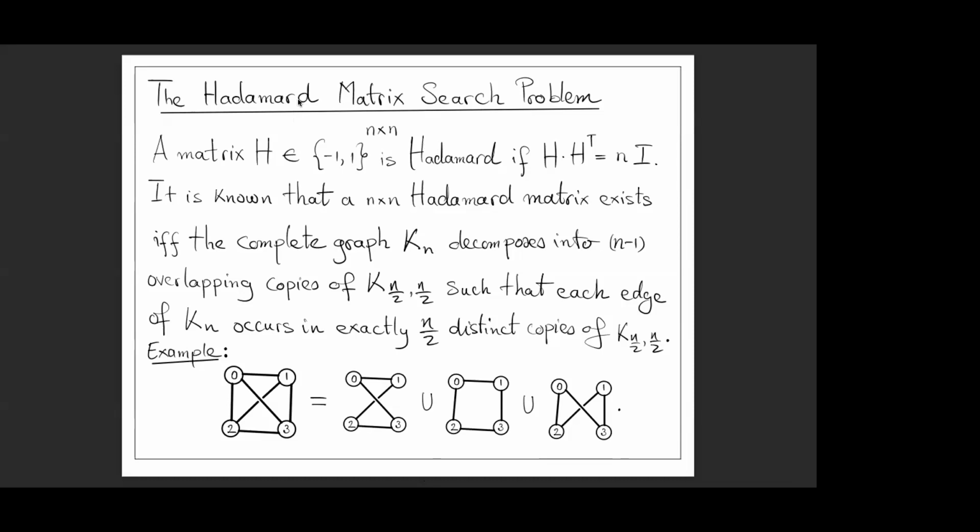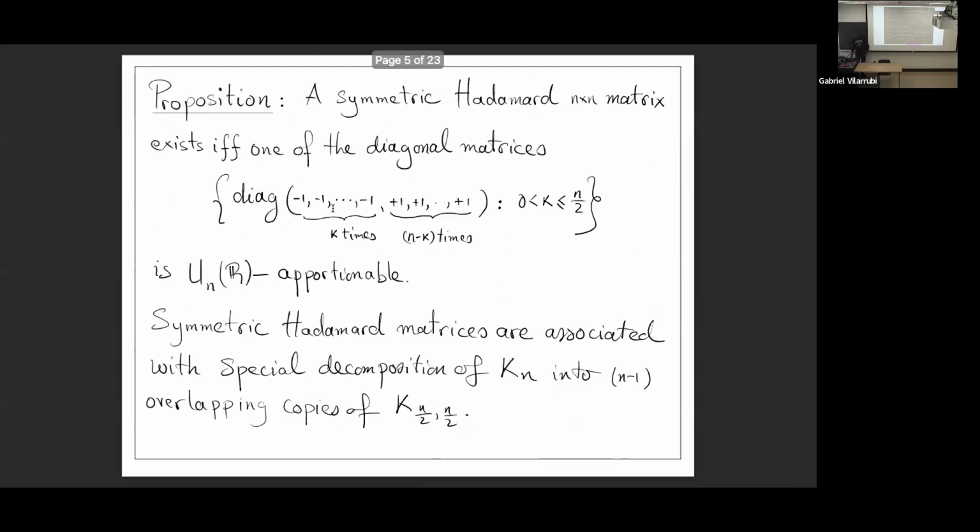Any questions about the Hadamard search problem? All right. Now, why do I point out the Hadamard search problem? I point it out because it is an example of apportionment. A Hadamard matrix, if it's symmetric, has real eigenvalues. And because it's orthogonal, the eigenvalues can only be 1 or -1.